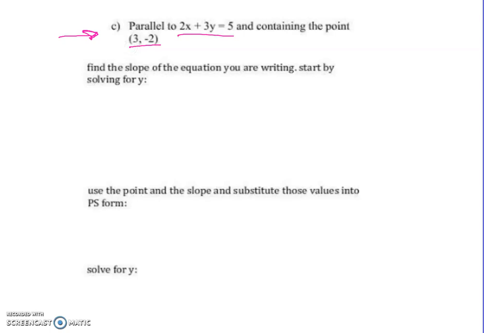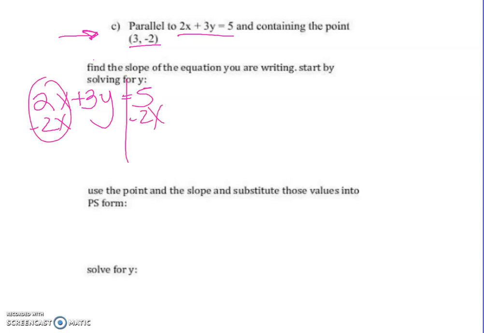So we're always going to start by finding the slope of the equation of the line you're writing. I think the easiest way to do this is to solve for y. You're going to get it into y equals mx plus b, and then look for the coefficient on the x value. So let's start by solving for y. Start by subtracting 2x from both sides. This makes a zero pair. 3y is equal to negative 2x plus 5.